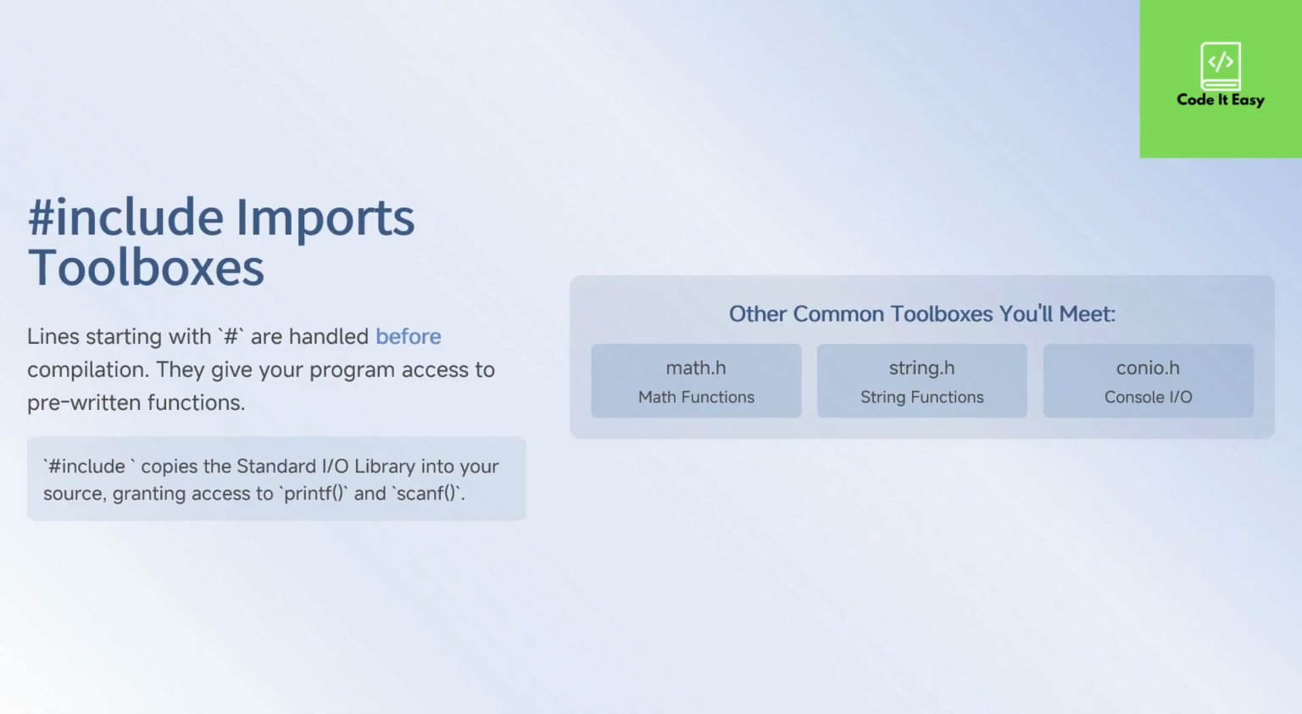Lines written with a hash are handled before compilation. They give your program access to pre-written functions. Hash include copies the standard input-output library into your source, granting access to printf and scanf. Other common toolboxes you will meet are math.h for math functions, string.h for string functions, and conio.h for console input-output operations.